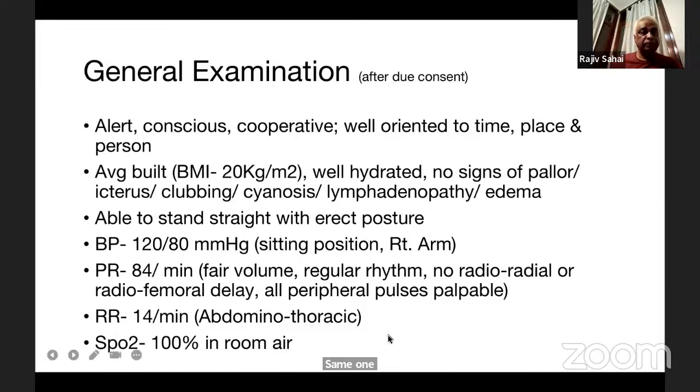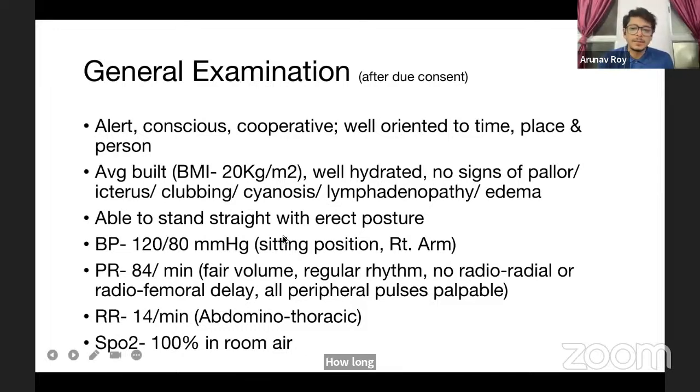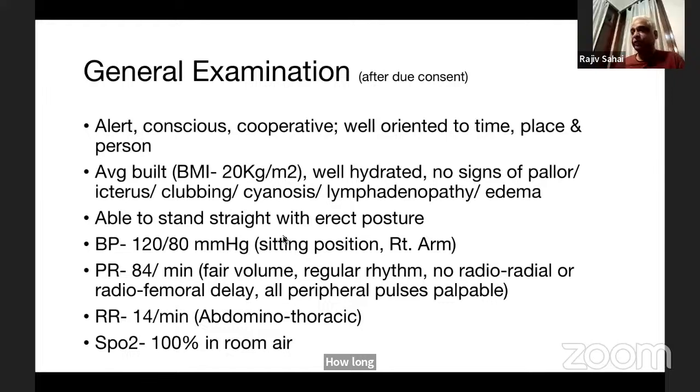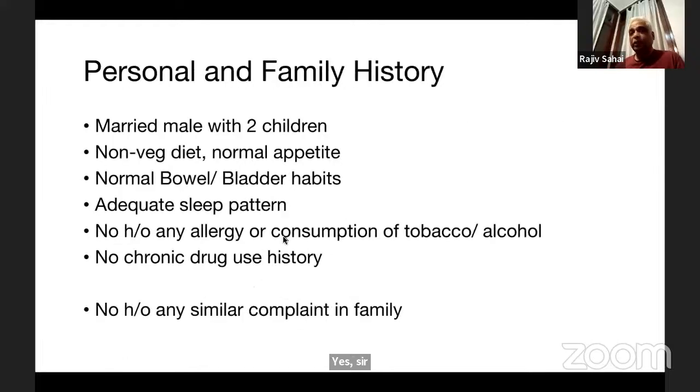Okay. Shall I move on to the general examination, sir? Hello, Arnav, no, we'll ask you something on history. Yes, sir, please. Arnav, you asked, there is no history of perineal injury or trauma.